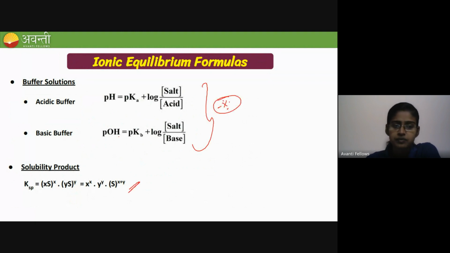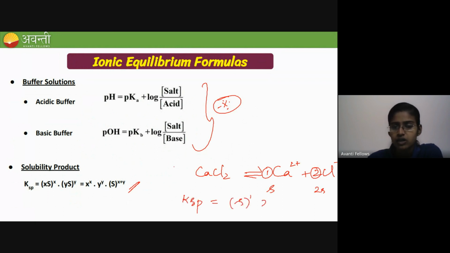Solubility product. If some salt is given to you, like if CaCl2 is given to you, what you have to do? It will be dissociated like Ca2+ and 2Cl-, right? And here only one cation we have got and two anions are there. Then the solubility is S and here it is 2S. Then if I want to write out the solubility product, what will I do? I will do S power 1 and 2S power 2.